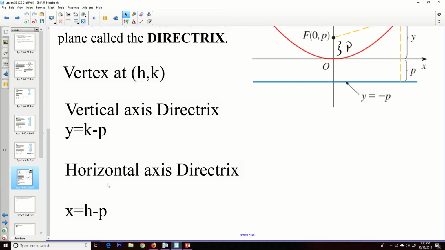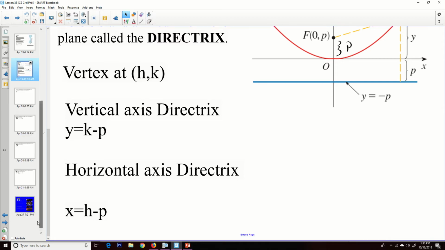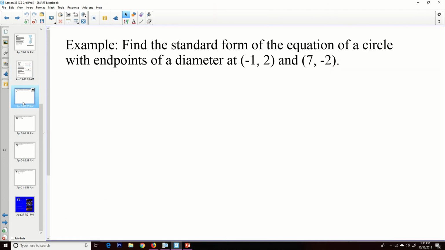All right, so I've got a couple of examples. I've got 4 that I'd like to do. There are a lot of other types of questions that you could get from this section, and we can go through those in our class time. So I want to keep this rolling here. My first question is: find the standard form of the equation of a circle with endpoints of a diameter at (-1, 2) and (7, -2).